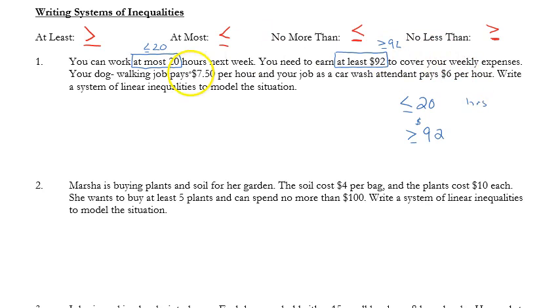So as I read the rest of this to come up with my variables and write the rest of my inequalities, it's going to be just like our equations. So to cover your weekly expenses, your dog walking job pays $7.50 per hour. There's a keyword, per hour. We're going to be multiplying that. And that one is dog walking. Your other job is as a car wash attendant, and it's $6 per hour. So the two things that we're doing here is dog walking and car washing. Those are your variables, so we define those. Whatever variable we want to use. X is, and we're dealing with per hour, so it's a number of hours.